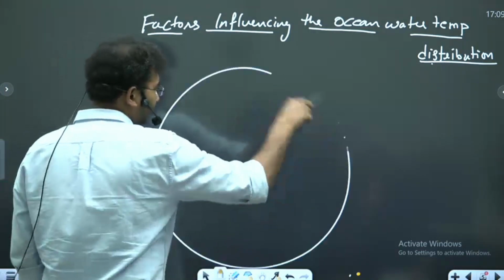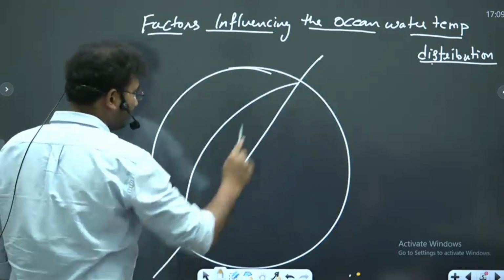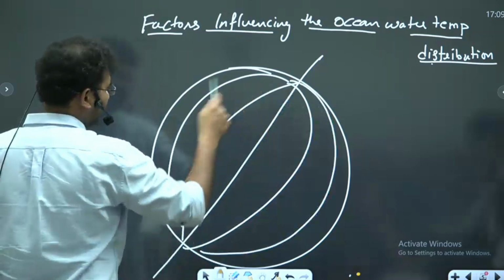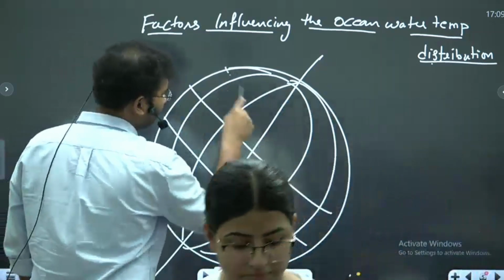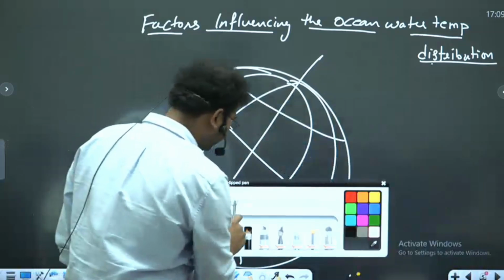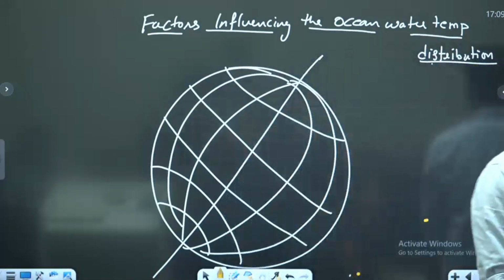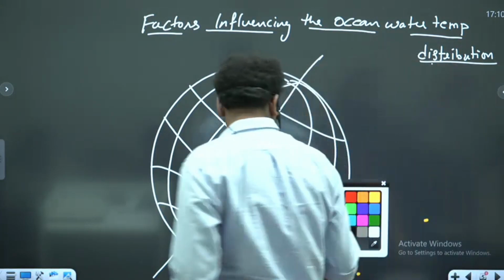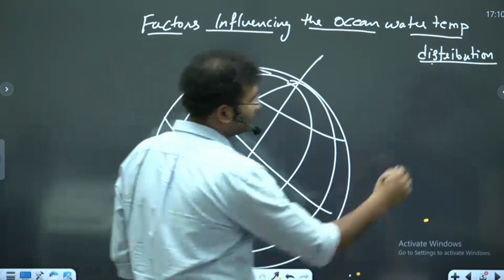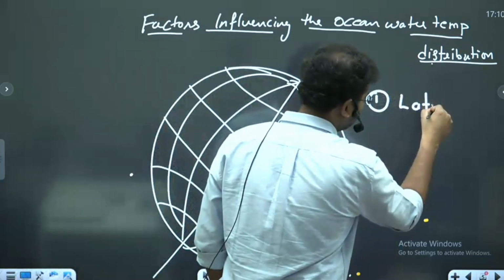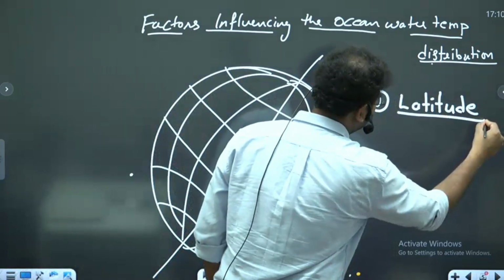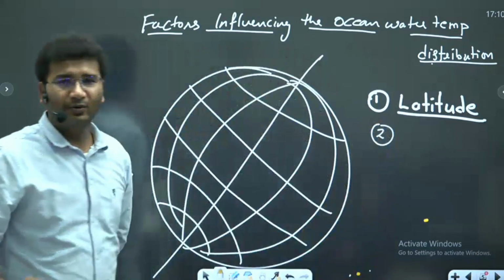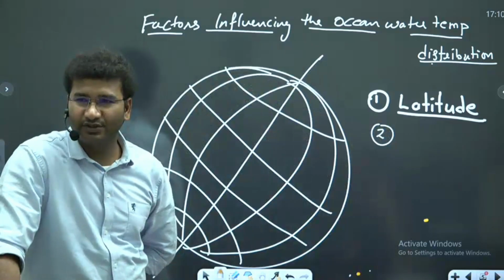Look, if this is the earth, now no doubt, of course, latitudes are the ones which are going to impact the distribution of the ocean water temperature. Right? So, this is your earth. The first factor that influences the distribution is latitude. Okay? Now, how is latitude influencing the distribution of the ocean water temperature?